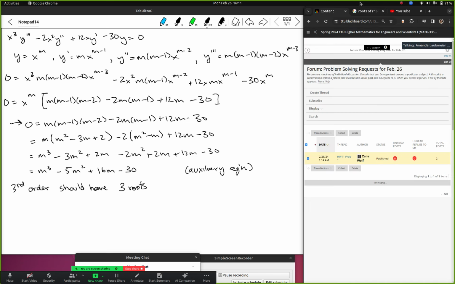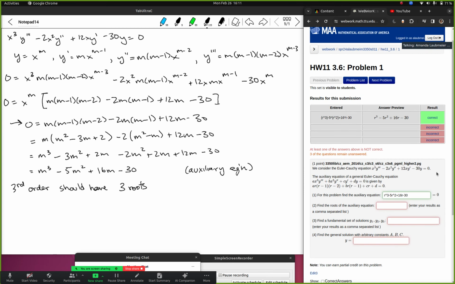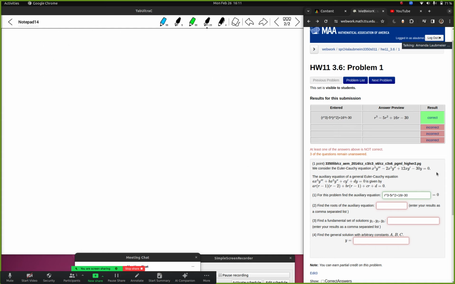So let's go ahead and, oh, wrong window. Let's go ahead and factor out that it looks like 3 is a root, and then after that I'll have to figure out what's left over and try to factor that. I'm going to go ahead and go to the next page to do that long division. So I had m cubed minus 5m squared plus 16m minus 30, and I am trying to see if 3 is going to go into that.